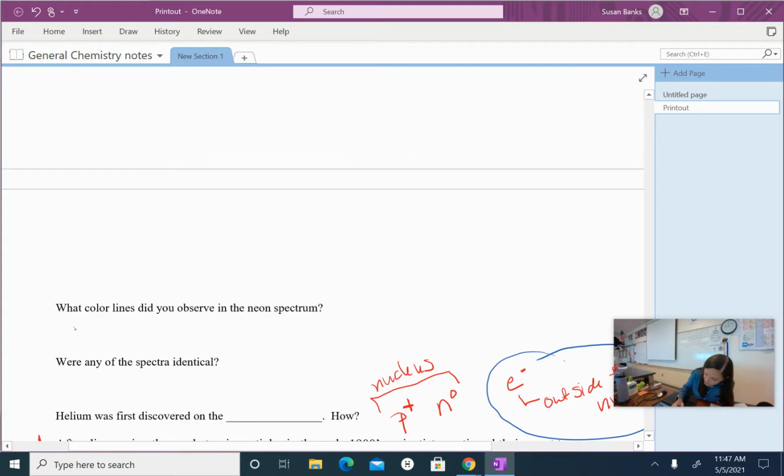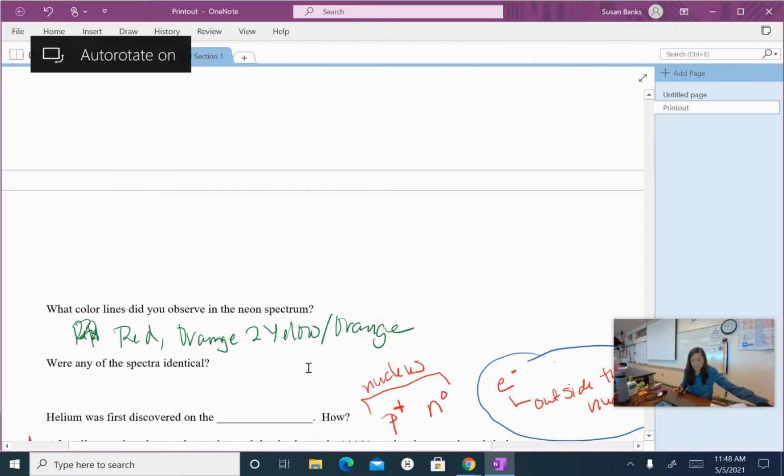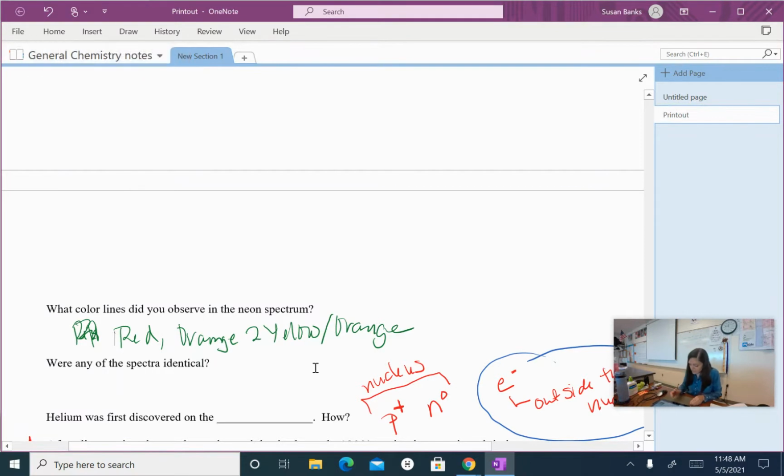So for neon, we get red. Wow, this doesn't want to, right. We get red, we get orange, and we get two yellow, and it's kind of yellow-orange lines. Okay, so my next question is, did we get the same colors with any of these, the same combination of colors? No, we did not. So were any of these spectra identical? No, they were each unique.